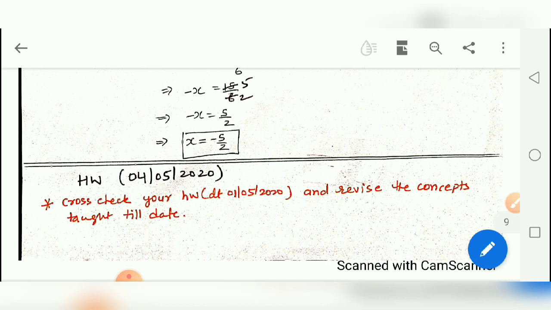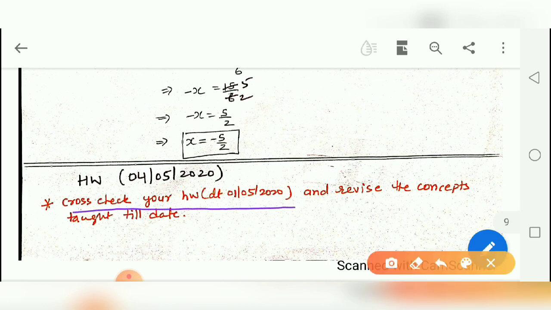Now for today, what you have to do, you have to cross check the homework which you have done in your copy. You have to cross check your homework of 1st May from this answer key. I will attach this answer key in the assignment section, and you have to revise the concepts which have been taught till date. So for today you only have to cross check your answers.